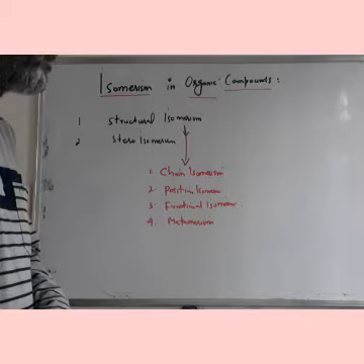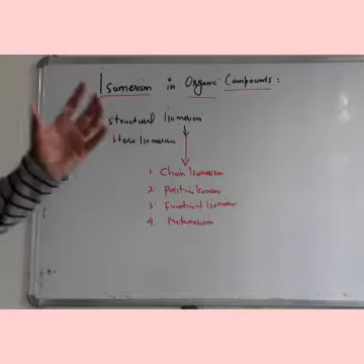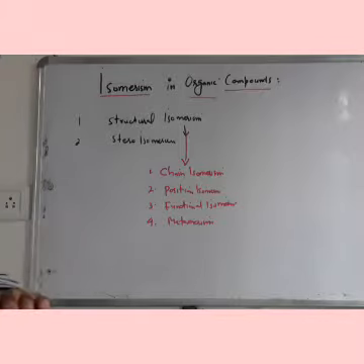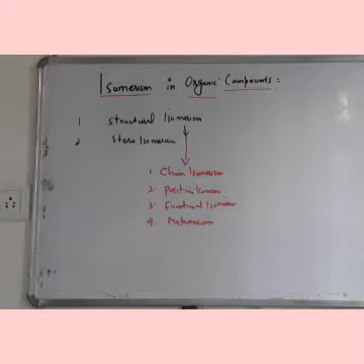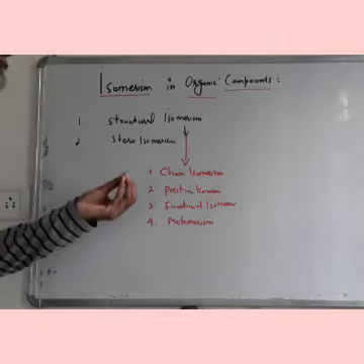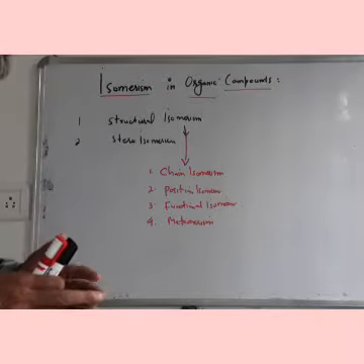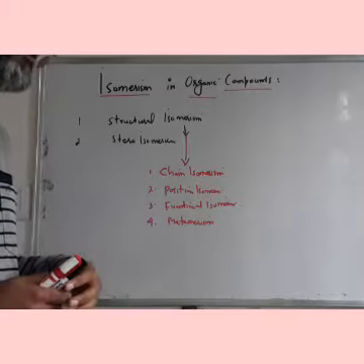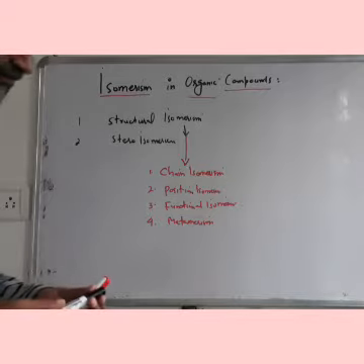You with the lecture Isomerism in Organic Compounds. So we know that we have two types of isomerism. One is structural isomerism and the other is stereoisomerism. Structural isomerism is further classified into four types: chain isomerism, position isomerism, functional isomerism, and metamerism.